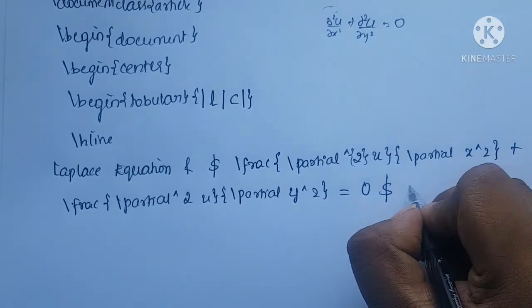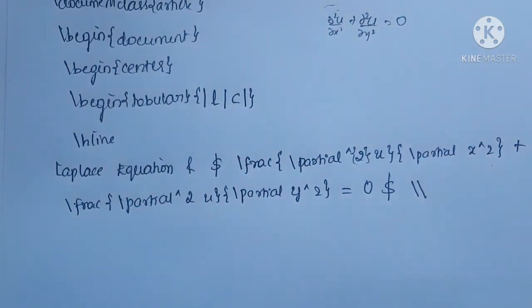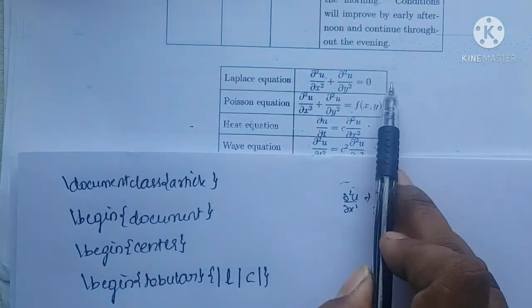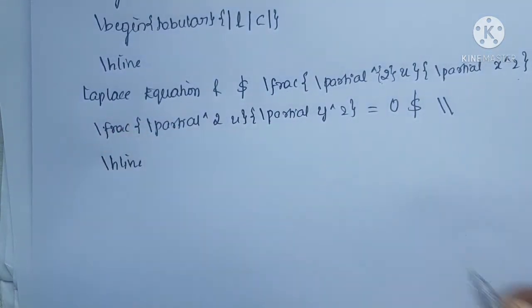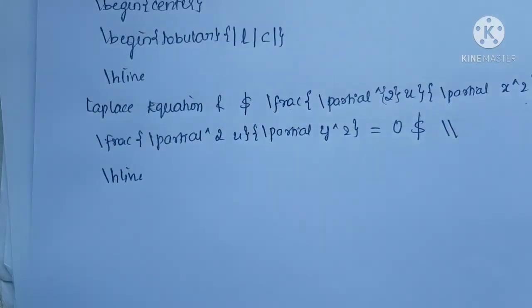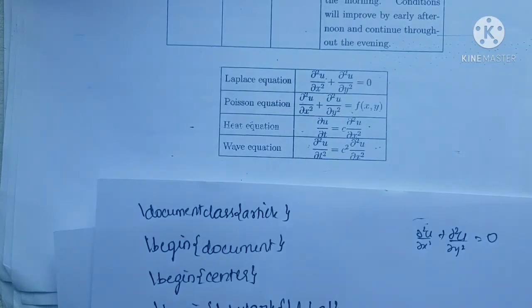That row is ending here, so I am using 2 backslashes. See, after that we need a line. So what I need to use? Backslash hline. Got it? We shall mention the next row now. What is the next row?